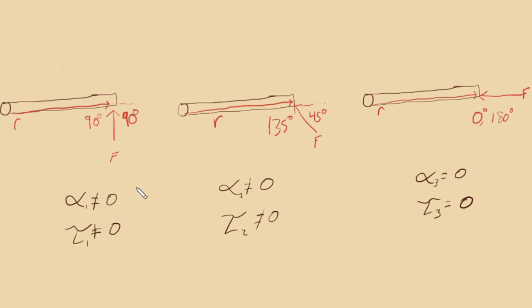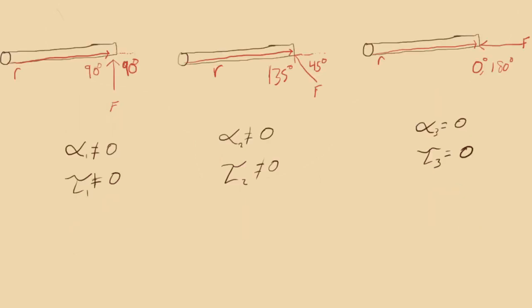Looking at each of these, we know that our angular acceleration for this first one is not going to be 0, therefore our torque can't be equal to 0, and the same thing for the second door. But for our third door, our angular acceleration is 0 and our torque is 0 as well. So what we should take away from this is that if we start at some value at 90 degrees, and at 0 degrees we have no angular acceleration, there must be some dependency on the angle at which we apply our force.